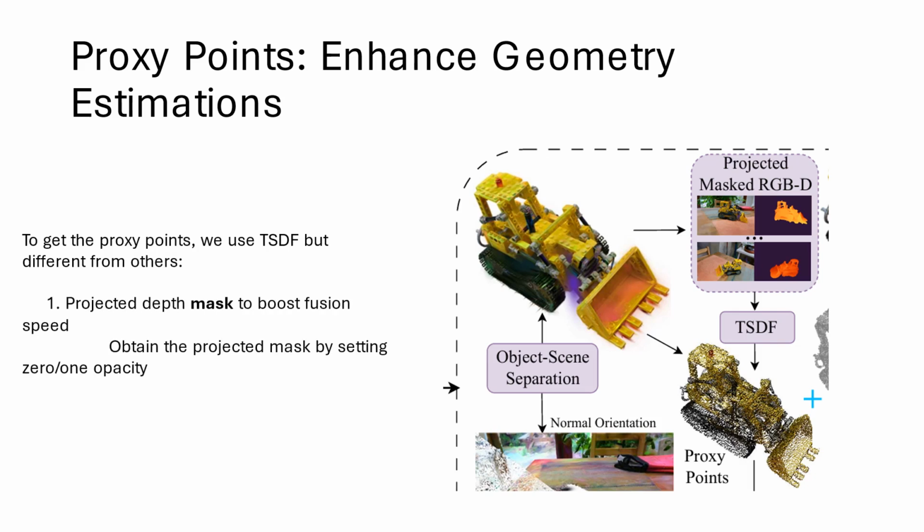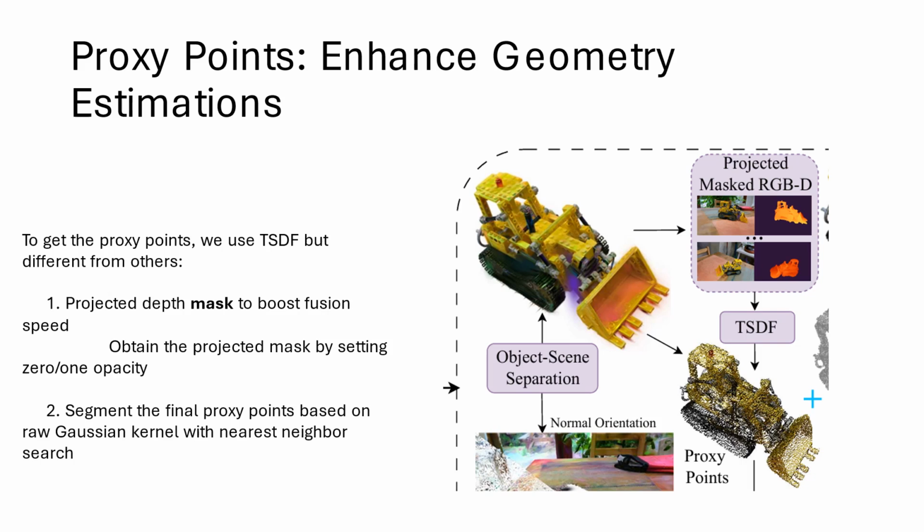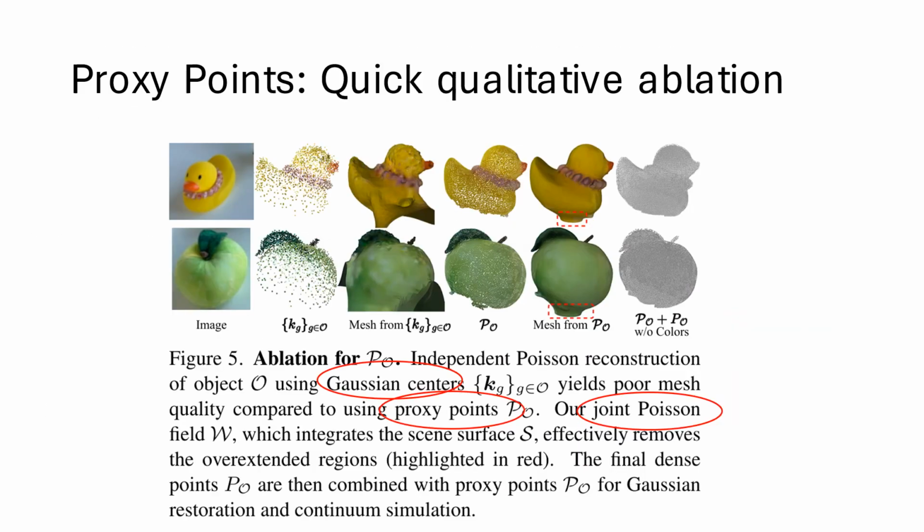Our proxy points combine the information from the multi-view images, but differently from the old TSDF techniques, since we introduced the projected depth mask to boost fusion speed. We obtain the projected mask by setting opacity to 0 and 1, and then segment the final proxy points based on the Gaussian kernel with nearest neighbor searching. And for the proxy points, let's have just a quick quantitative observation as shown here: using proxy points, we get the geometry really well.